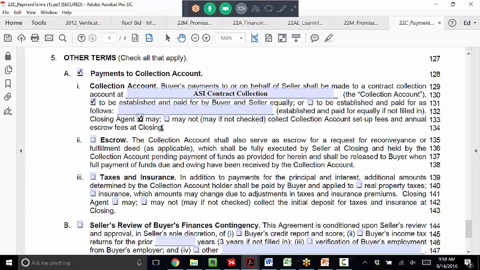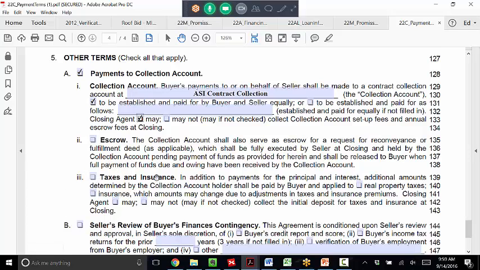Make sense? Escrow. The collection account shall also serve as escrow for requests for reconveyance or fulfillment deed as applicable, which shall be fully executed by seller at closing and held by the collection account pending payment. This would apply if, in our example, Doris is going to have a contract that lasts long enough to pay the mortgage off in full. But in most cases, this doesn't apply because we're just doing a 2 or a 3 or a 5-year contract. And most mortgages are 30 years, even if they've been open for a while.